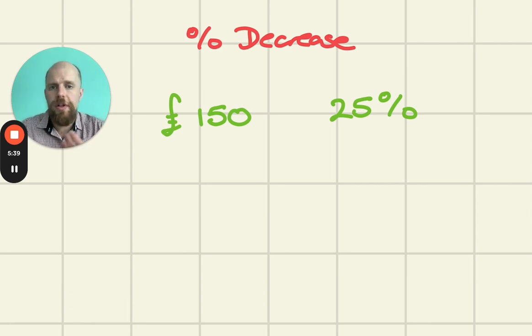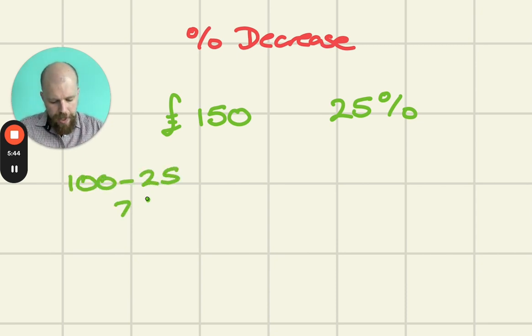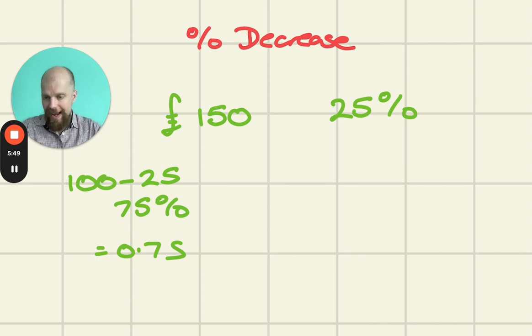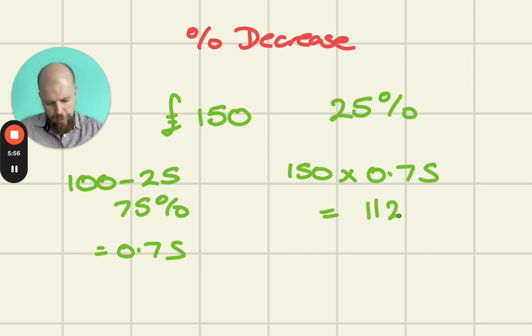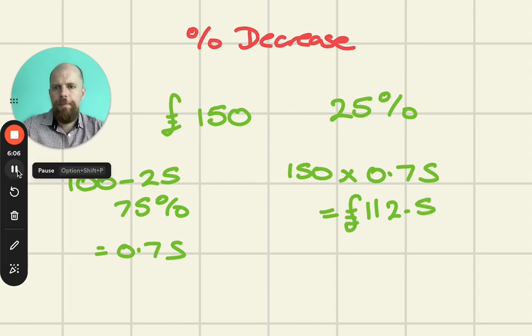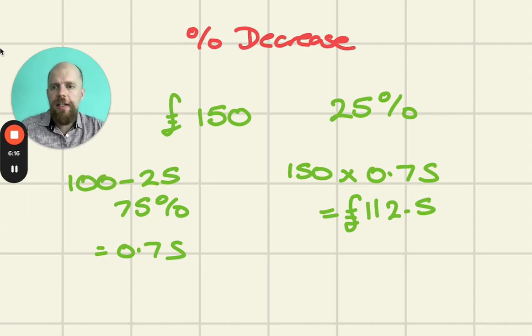Before the sale, it's worth 100%. After the sale, it's worth 75%. So that as a decimal is 0.75. So all I need to do is get my calculator and do 150 times 0.75, which would be 112.5 pounds. Without a calculator, you need to find 25% and subtract it. Now, obviously, 25% is just a quarter, so if I spot it, I can do 150 divided by 4. Divide by 4 in your head, divide by 2, 75, divide by 2 again, 37.5.